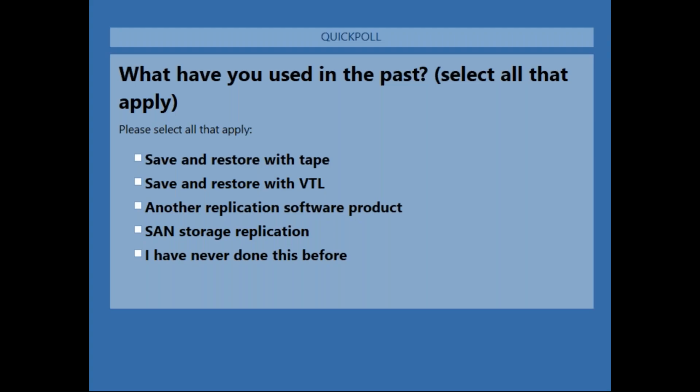So let's move on to our first polling question here and ask: what have you used in the past? You can select all that apply, so this shouldn't take too long. We've done save and restore with tape as the main method, save and restore with VTL, another replication software product in the past, SAN storage replication, which is certainly an option, or I have never done this before. I'd like to see what kind of experience we have out there.